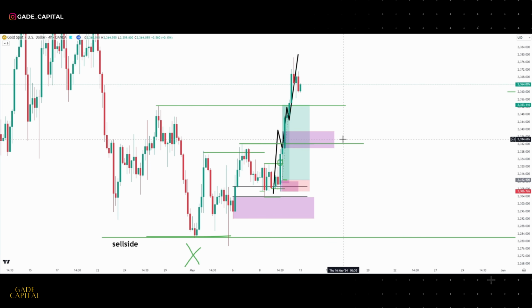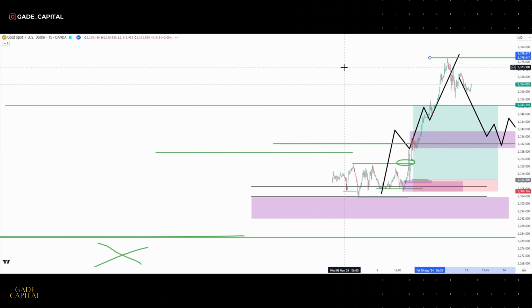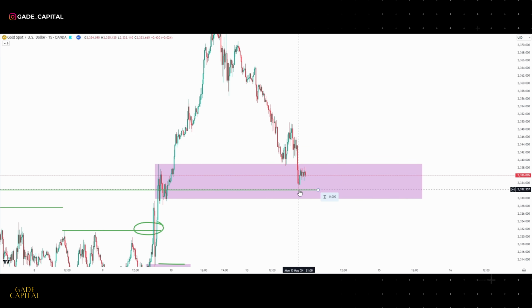So we can use this area for point of interest. We need to look for change of pattern on 15 minutes at this level. And we can enter on this change of pattern and target our buy side liquidity to the upside. So if you go to 15 minutes, we can see price tapped at this order block. Now we need to look for change of character.